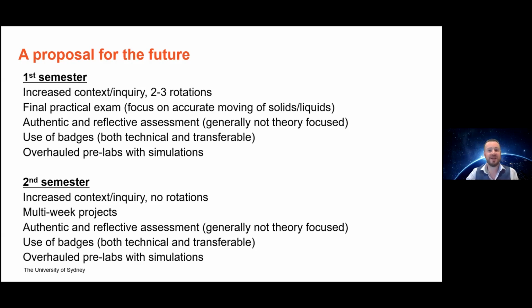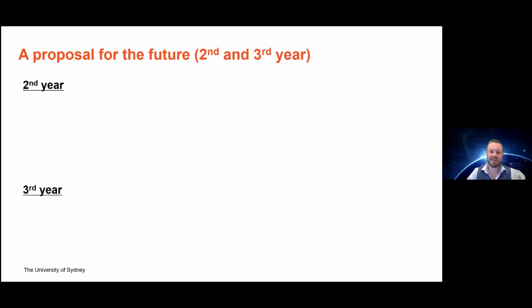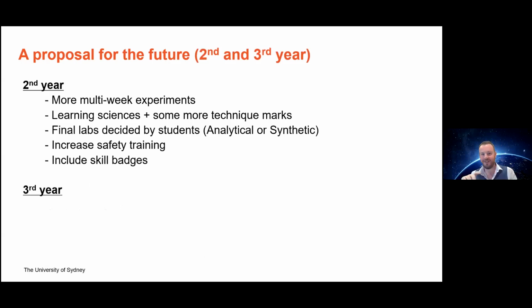With regards to the next couple of year levels though, they also need to be considered. I really would hope that we stop just talking about labs as though they're isolated from one another. So in second year, multi-week experiments, bring in the simulations. They're actually going to start giving the final labs open to the students so they can choose what they're going to do. They can think a lot more about their safety training. Apparently it hasn't been great. And we can bring the skill badges in there as well. There's no reason to just do this at first year. Let's do it over multiple.